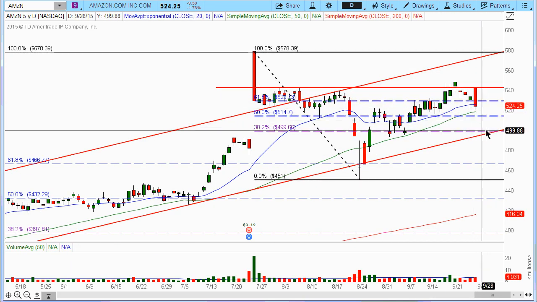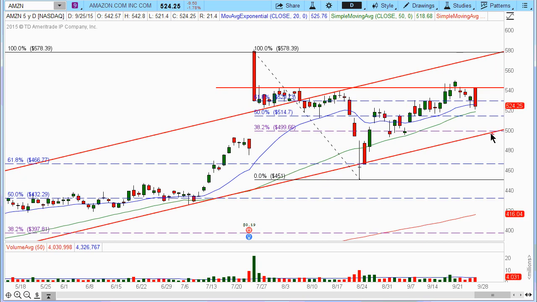And if it comes back down, which most likely it probably will, maybe we see it come back down and test this lower trend line, which is also in confluence with the 38.2 on this Fibonacci retracement, close to 500. So those are the two levels to watch. If it could break above this 540, then we could see it work itself up to this 580.